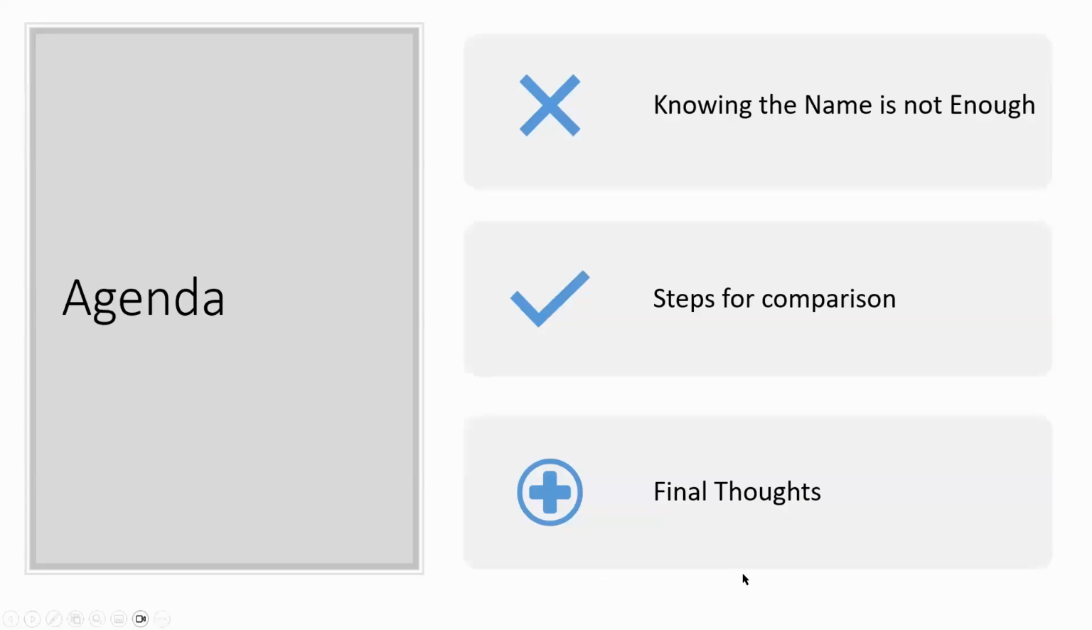Today, what I'm going to talk about is knowing the name. And that's really not enough, just having a name. And we'll talk about some of the hints that you might use to better understand the name. We're going to then take two different cases. One is from Mississippi and one is from Ohio. And I'm going to show you some steps I used in both of those cases for the purposes of comparison. And then I'll put some final thoughts together at the very end, and then we'll have time for question and answer.